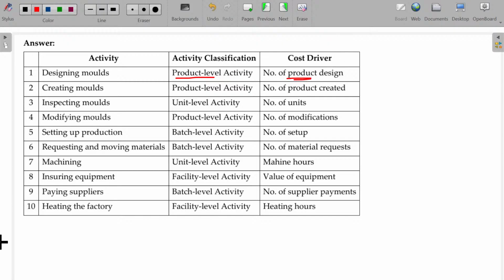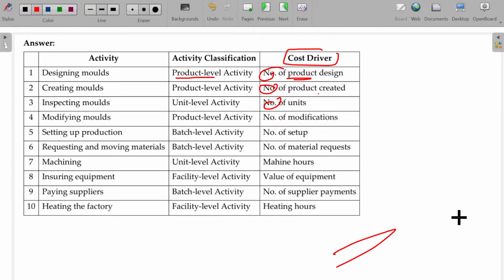How many molds are you going to prepare? I am going to make around 5 molds. Then the cost may be 5 times. Is that okay? Creating molds, and the number of molds created. See, the cost driver usually will start with "number". I already told you, eating is the activity and the number of weeklies taken will be the cost driver.